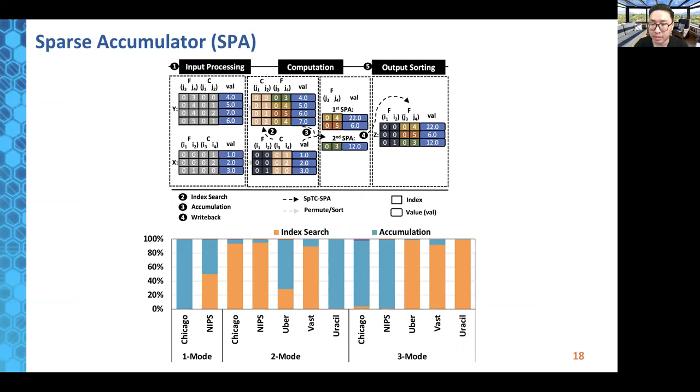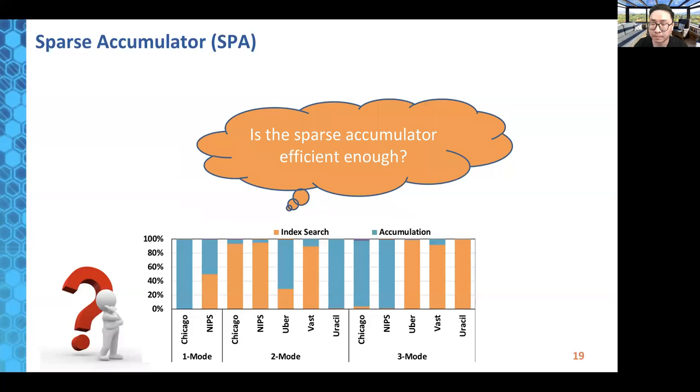Though this approach is efficient, we observe that the index search and accumulation stages dominate the total execution time. In this case, more than 99% of the time is spent on the index search and accumulation stages, which are still the bottleneck. A new challenge comes up. Is the sparse accumulator approach already efficient enough for multidimensional sparse tensor contraction? The answer is not yet.